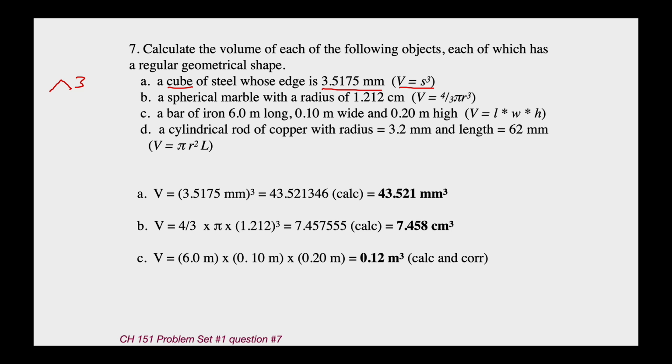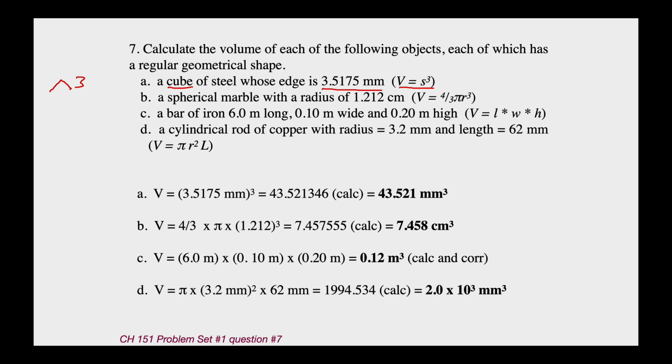And then the last one, we've got a cylinder. This happens a lot with wire and stuff like that. Anyway, volume equals pi r squared L. So we've got a length in millimeters, we've got a radius in millimeters. Everything is the same kind of millimeters. There's our good friend pi again. We'll plug all of those things in.